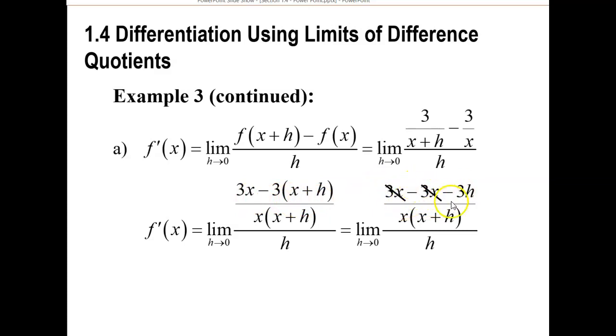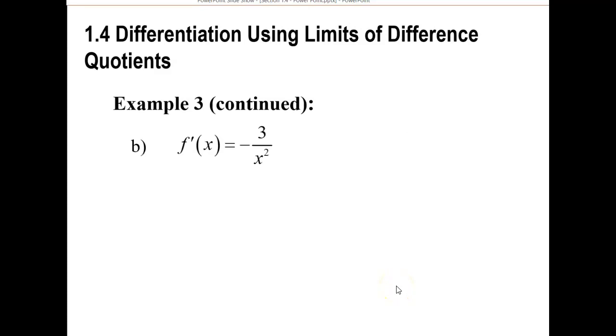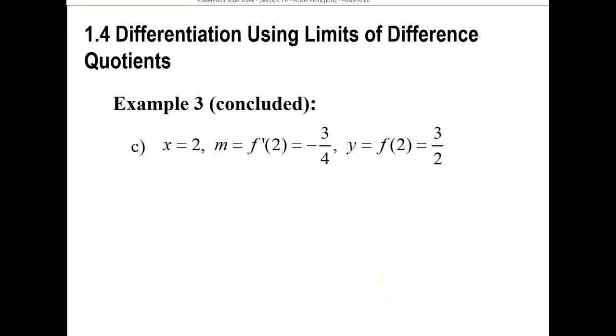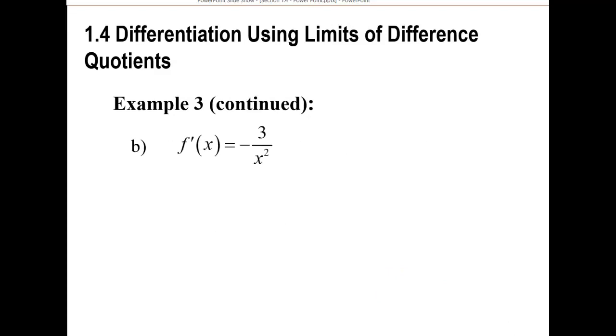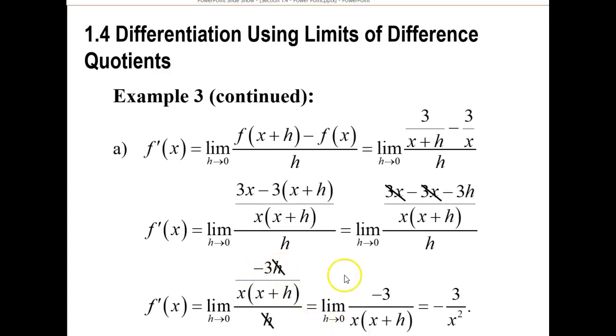Then my 3x's cancel out. Once the 3x's cancel out right here, you get negative 3h on top over x times x plus h on the bottom, still with the h underneath it all from here. So this h from the top here cancels the h on the bottom, negative 3 over x times x plus h. Then take your limit.